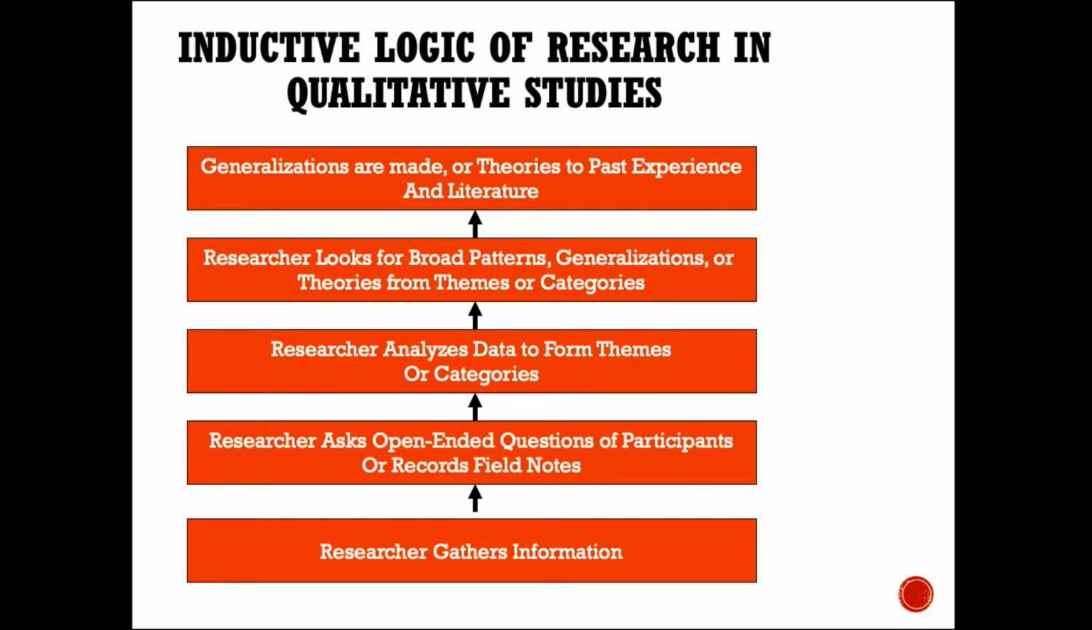So if you have discovered regularities or patterns, then you may develop a tentative hypothesis. So here, as a researcher, you look for patterns, generalizations, or theories from themes or categories to develop that tentative hypothesis. Then when you develop maybe the theory, after you do that, you come to generalization of your findings or theories, or to past experience and literature review. So you can see here literature review is the last thing that you are going to look at, so that you can compare what you have found to what is known.